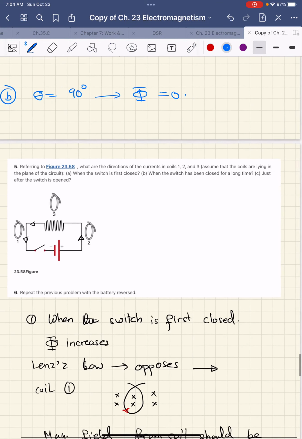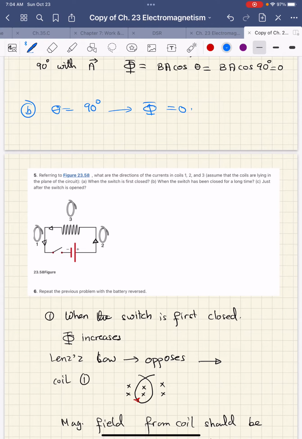Let's look at this one here. For this one, referring to figure 23.58, what are the directions of the currents in coils 1, 2, and 3? Assume that the coils are lying in the plane of the circuit. All right, then they are really in the plane of the circuit, when the switch is first closed.